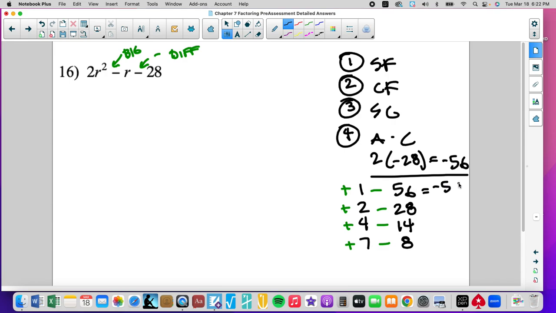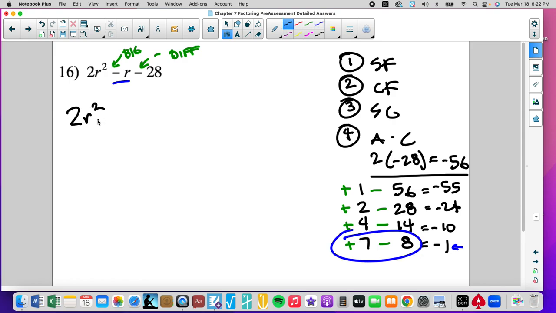This gives me -55. This gives me -24. This gives me -10 and -1. Oh, this time -1. So now I have +7 and -8. 2r squared plus 7r minus 8r minus 28.